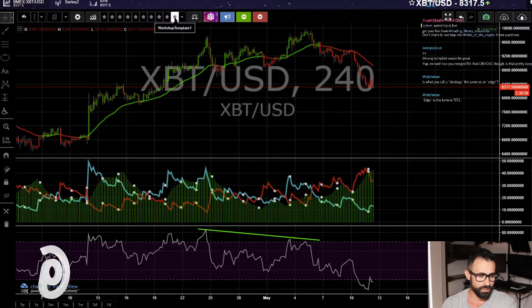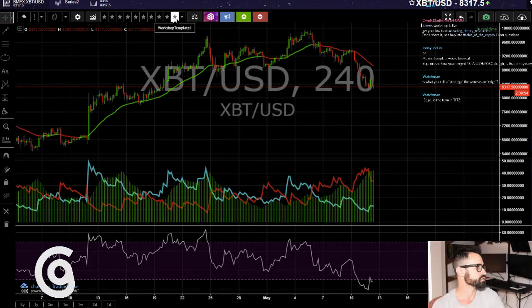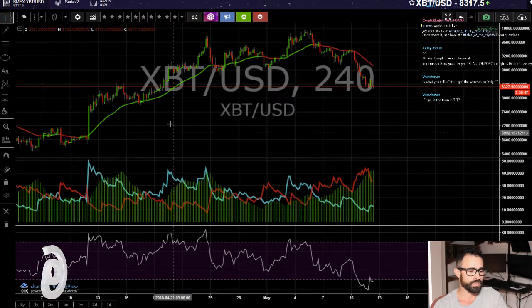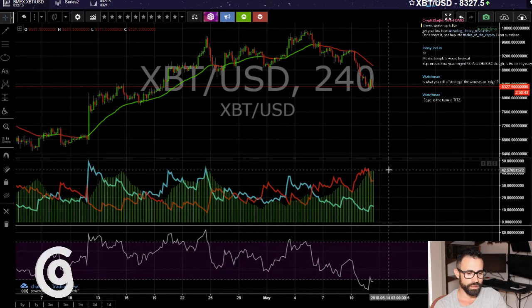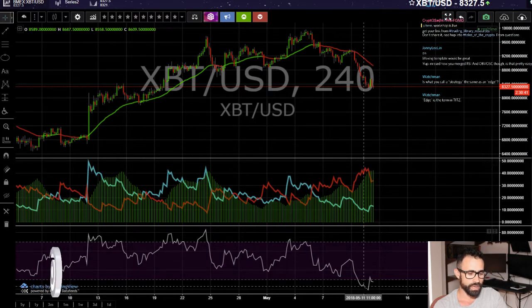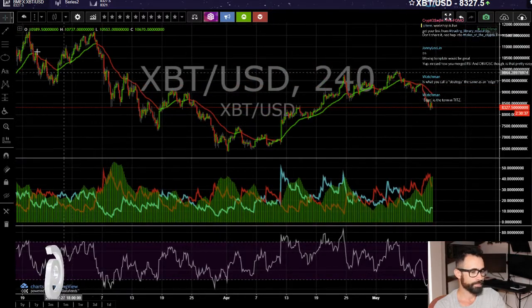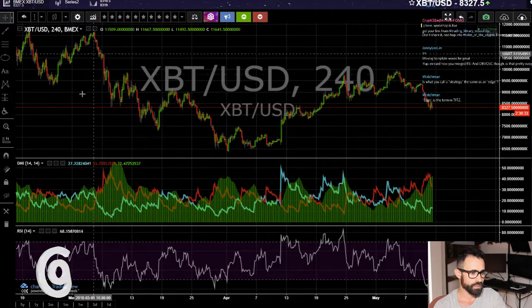Now it should show up on our screen as workshop template 1, running EMA trend bars, a DMI, and an RSI. We'll go ahead and clear this one out.